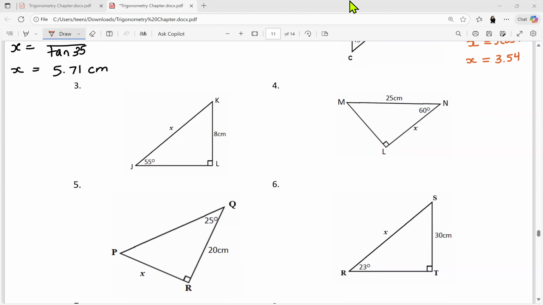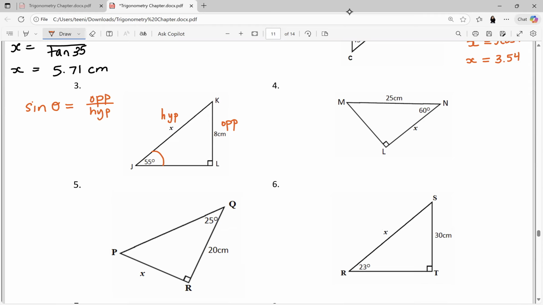All right, so in number 3, we have our angle of reference. The opposite side would be KL, since that's the side opposite the angle of reference. And the side marked X, which is the side we're interested in finding, is the hypotenuse, since it is the side opposite the right angle. The ratio that uses the opposite and hypotenuse is sine. So if you recall, sine of an angle theta is equal to the opposite over the hypotenuse.